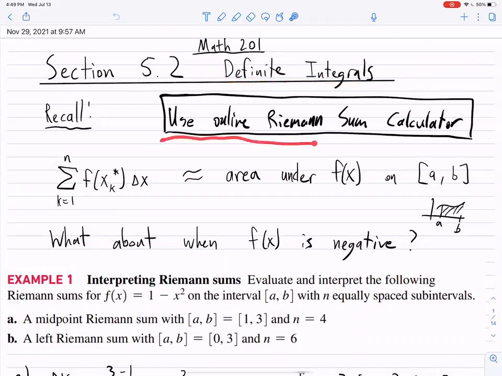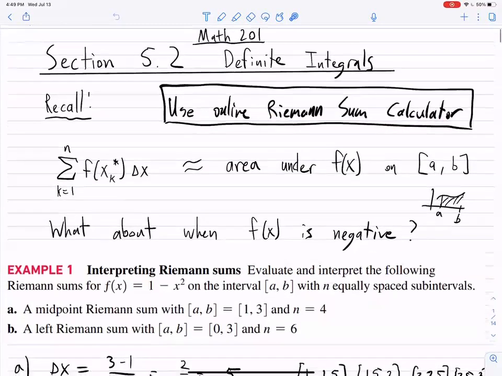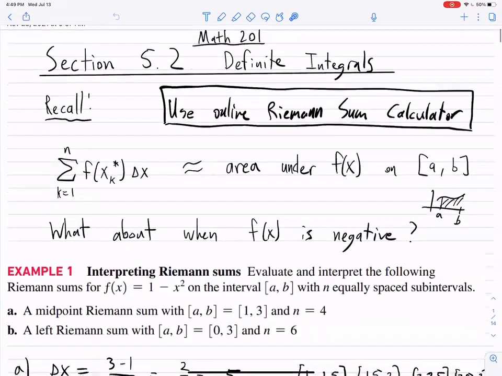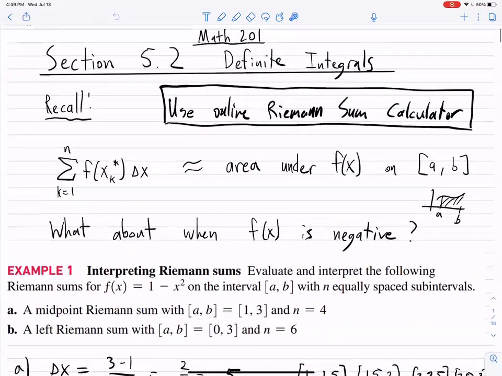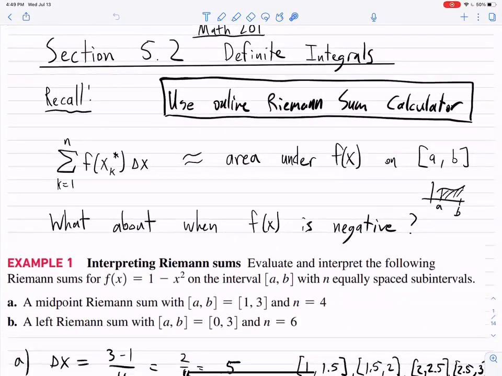And then also for the homework, just know that to save time, using a Riemann sum calculator will be very helpful with calculating some of these things. So you're allowed to use it for the homework. For the quizzes and the exams, you won't need to use it. So for the homework, use an online Riemann sum calculator.